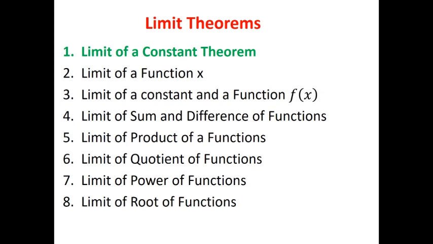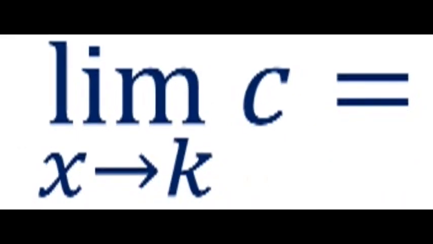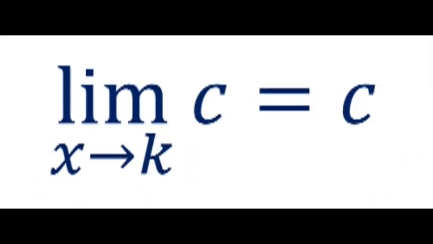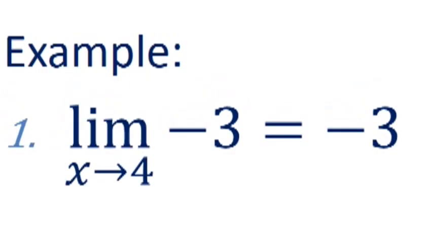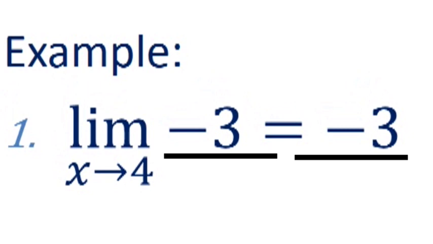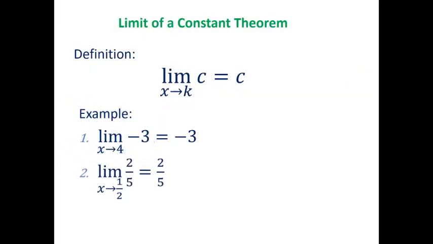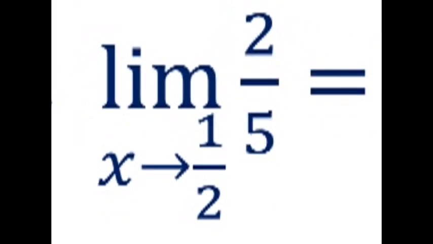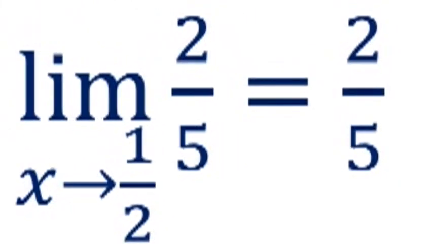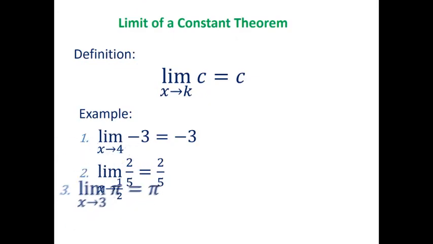First theorem, the limit of a constant itself. If k is any constant, then the limit of a constant as x approaches c is equal to that constant. Example 1: the limit of negative 3 as x approaches 4 is equal to negative 3, since our constant is negative 3. Second, the limit of 2/5 as x approaches 1/2 is equal to 2/5, since our constant is 2/5.